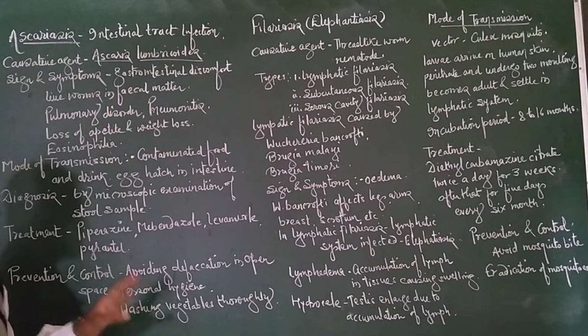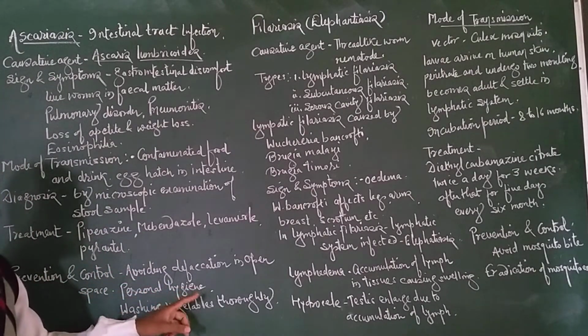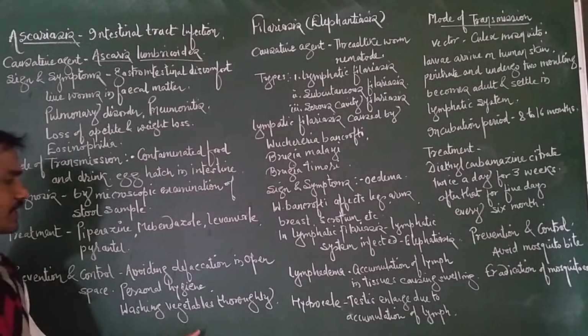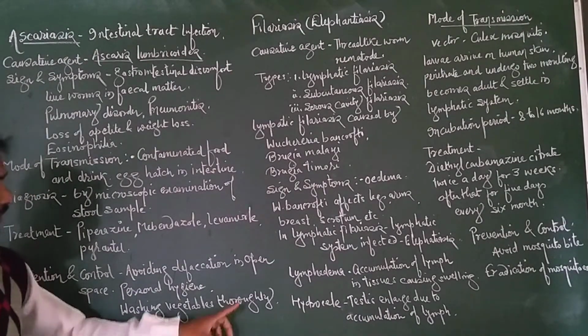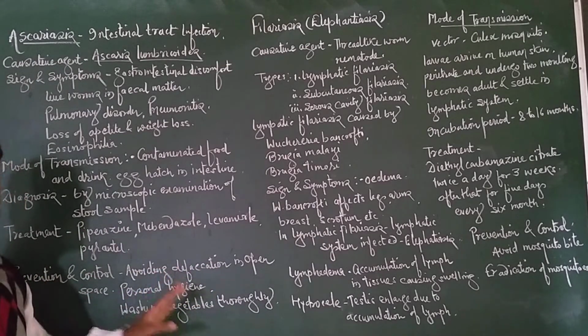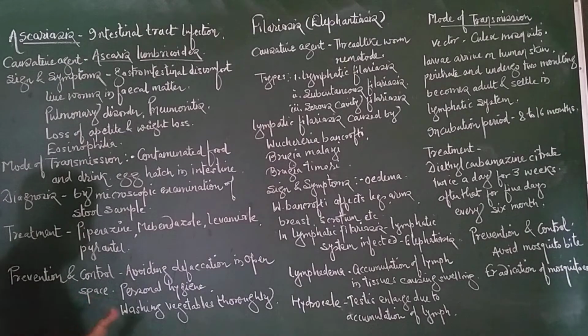Then personal hygiene: wash the hands thoroughly with warm water and soap before taking meals or after using the toilet, and wash the vegetables thoroughly and cook them thoroughly. These are some preventive and control measures for ascariasis.